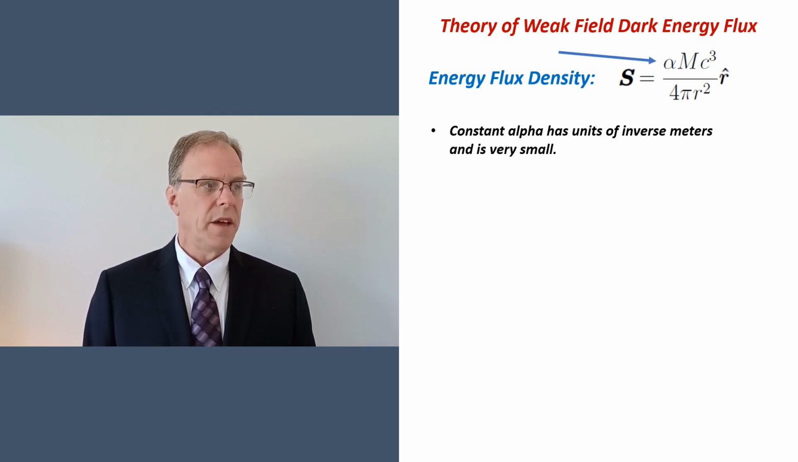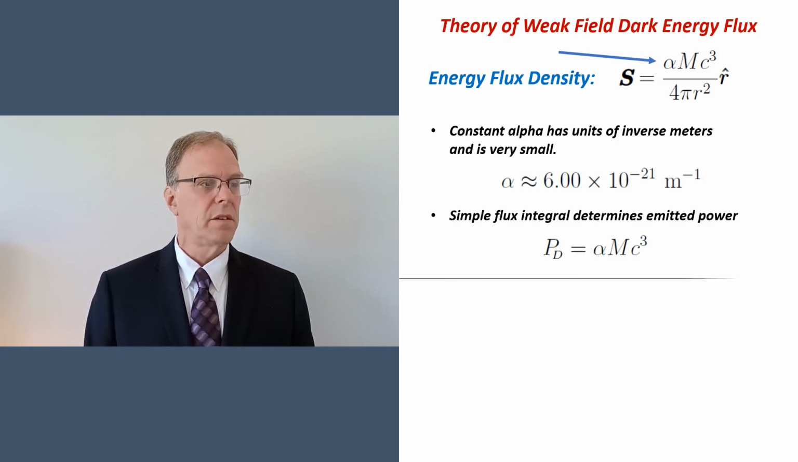In fact, a rough estimate for alpha suggests a value of around 6 times 10 to the minus 21 inverse meters. A better understanding of alpha follows from a simple flux integral showing that alpha is a measure of the dark power output of the star. For the record, the dark power output of the sun calculates to about 10 to the 35 watts, which is 1 billion times larger than its electromagnetic output.